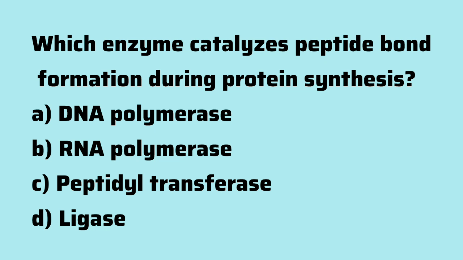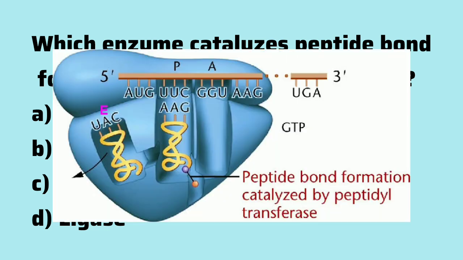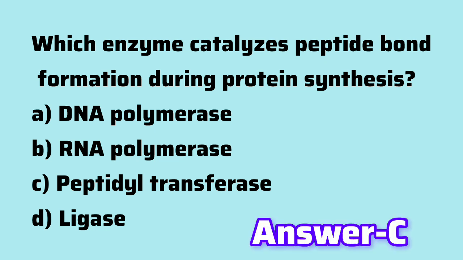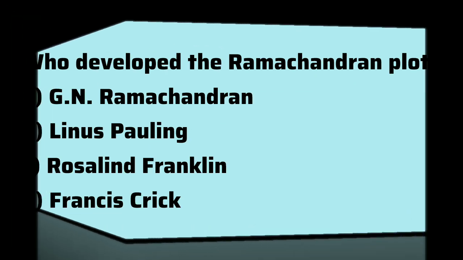Peptide bond formation takes place during the process of translation. The enzyme involved here is a peptidyl transferase. So the others are not the correct answer: DNA polymerase, RNA polymerase, and ligase are not correct. Here the name of the enzyme involved in peptide bond formation is peptidyl transferase. So the correct answer is C.